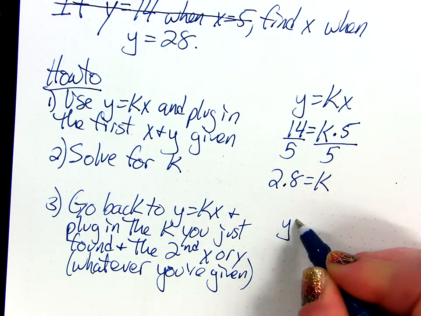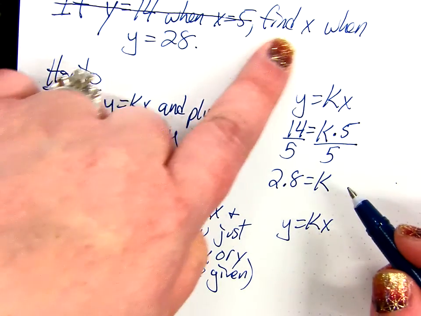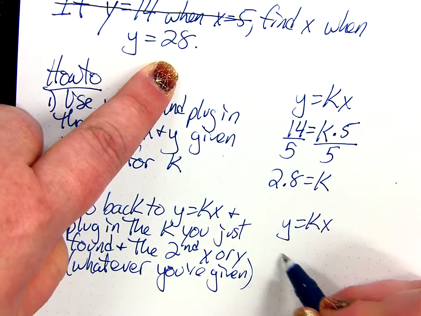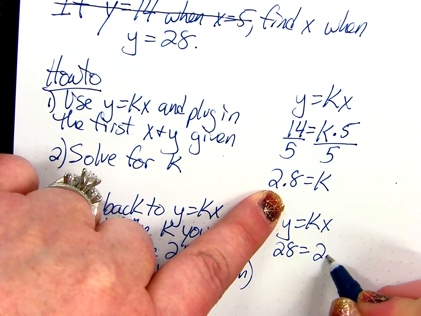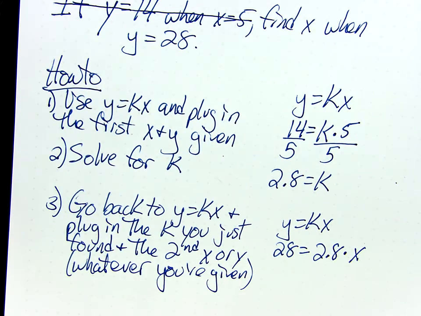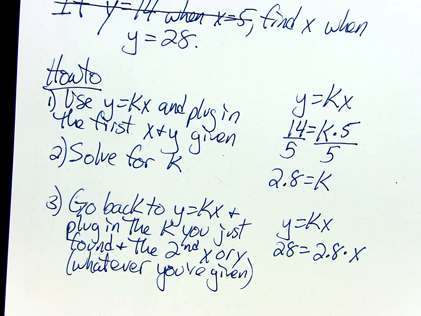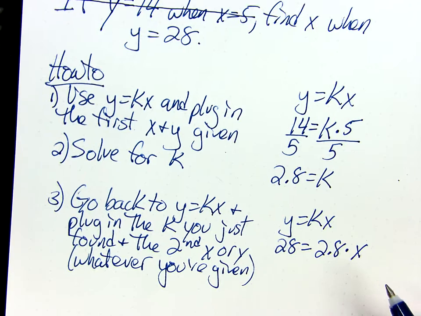Okay, so I'm going to rewrite y equals kx, but now I'm going to plug in the new info. Find x when y is 28. So y is now 28. K is 2.8, and it's x that I don't know. You see that? And now I can just solve for what's left. Exactly. If I want to get x by itself, now I'm just going to divide both sides by 2.8.